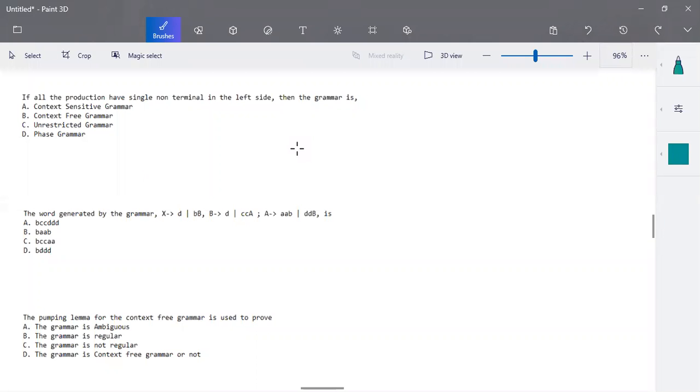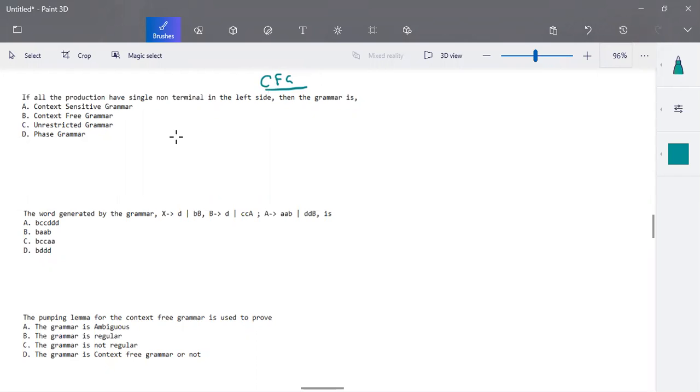Now you're going to see some examples, MCQs in context-free grammar, like Unit 2. So Unit 2 is all about context-free grammar. Here it is going to cover the different types of grammar, what is the context-free grammar, and the normal forms. So what is Chomsky normal form, what is Greibach normal form.